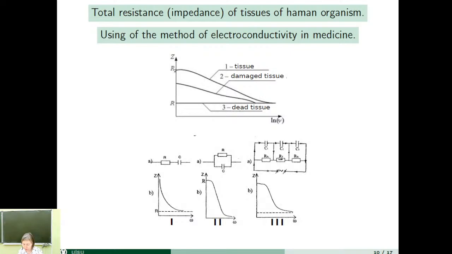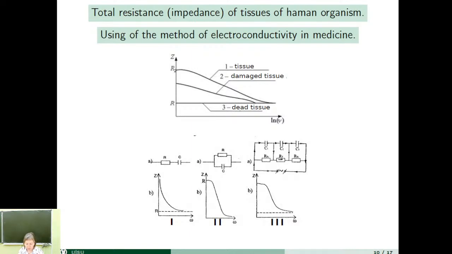For connection in series of a resistance and a condenser, the total resistance is defined by the formula Z is equal to the root of the active resistance squared plus the condenser resistance squared.